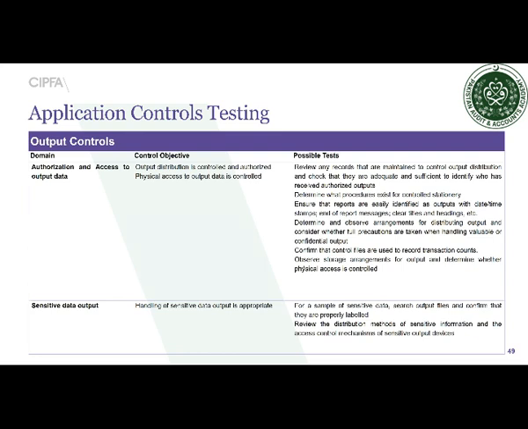Even though it's generated, who could generate it? Who could have access to it? And who could actually do anything, maybe save or print or things like that. So that is one thing. Review any records are maintained to control output distribution and check that they are adequate and sufficient to identify who received authorized outputs.